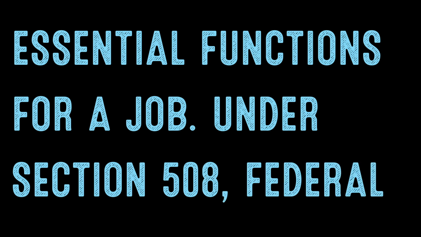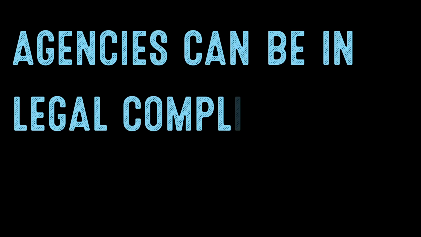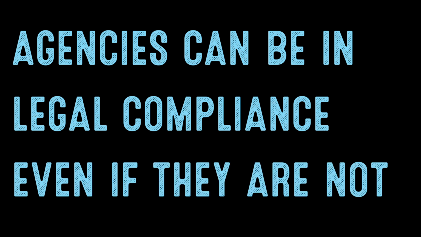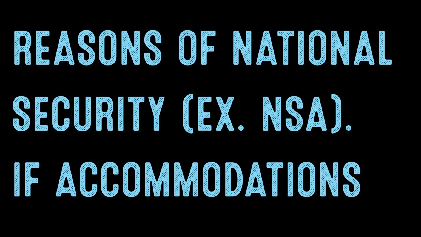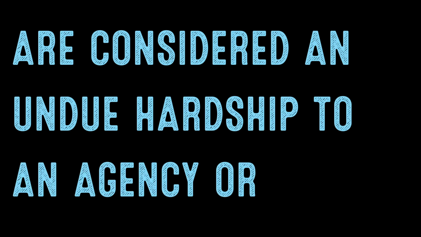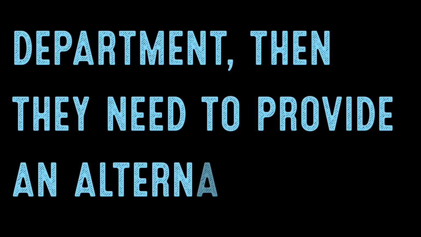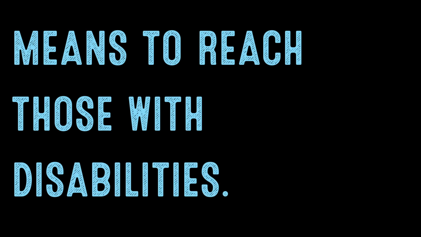Under Section 508, federal agencies can be in legal compliance even if they are not meeting technical standards. There are exceptions for reasons of national security, for example, the NSA. If accommodations are considered an undue hardship to an agency or department, then they need to provide an alternative means to reach those with disabilities.